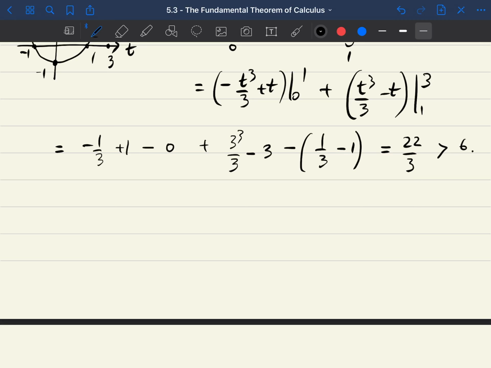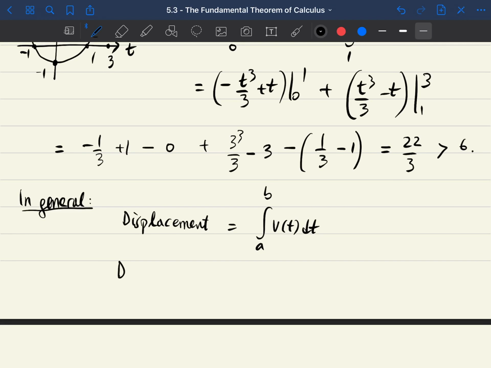Okay, so in general, let me start with displacement. Displacement is equal to the integral from a to b, this is the time interval, of the velocity function, and the distance traveled is equal to the integral from a to b of the absolute value of the velocity function. Okay, so just be careful there.